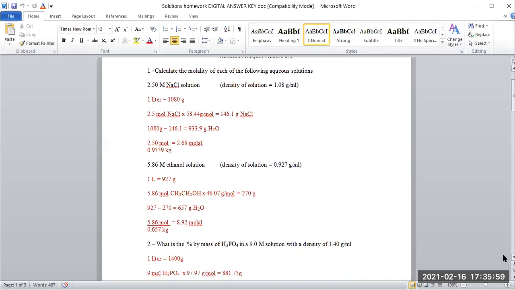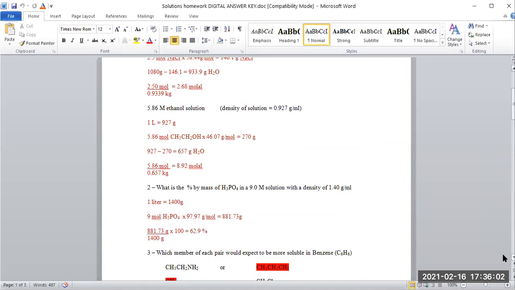So looking at the second one there, this one is an ethanol solution, 5.86 molar. Your density was 0.927. Again, make your assumption that you have 1 liter of solution. My ethanol, and you might have had to go look this up, but ethanol was one of the molecules we covered in the organic chapter. This is actually part of the reason why we do the organic chapter first, is a whole bunch of these molecules you see again. It has a molar mass of 46. So do your 5.86 times your 46 grams per mole. You have 270 grams of ethanol.